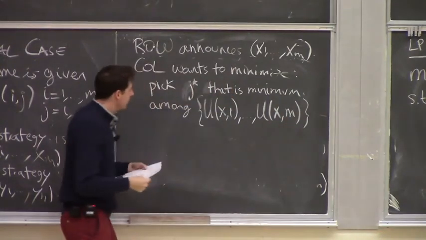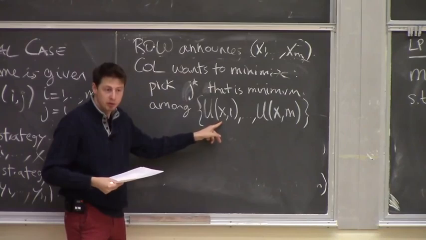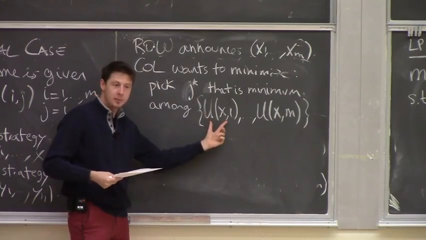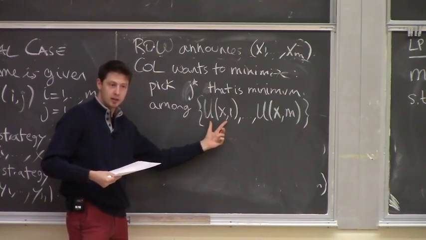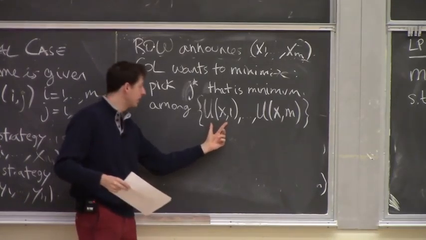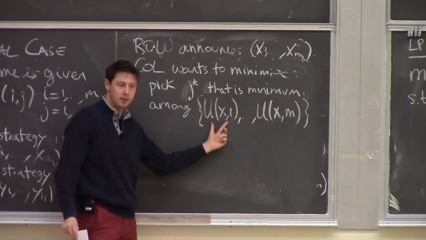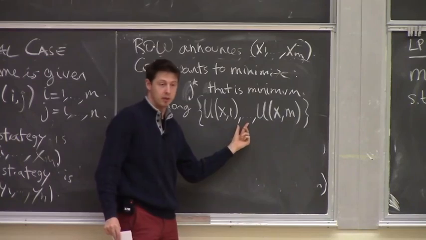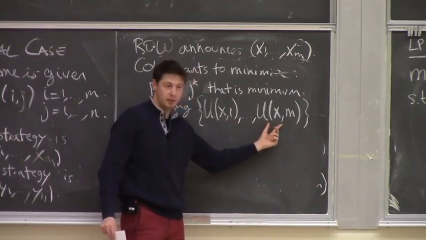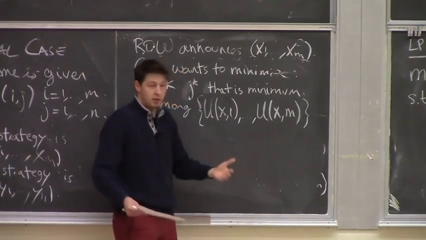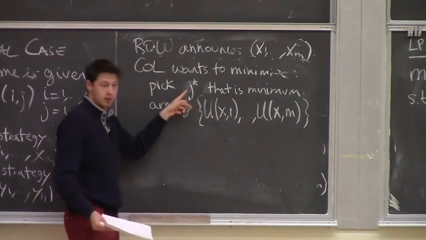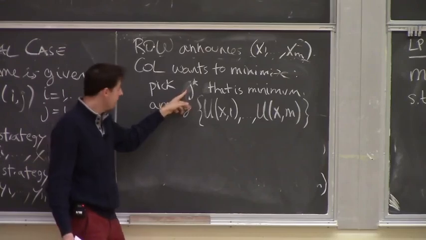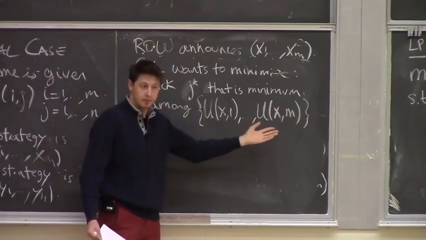So what does it mean that I plug in x into u? It means that I take the expected thing across the column, right? This is saying take the weighted sum of things in the first column, and take the weighted sum of things in the second column, blah, blah, blah, up to the weighted sum of things in the last column, right? The column player will pick a column, which one? J star, that is minimum among these, right?